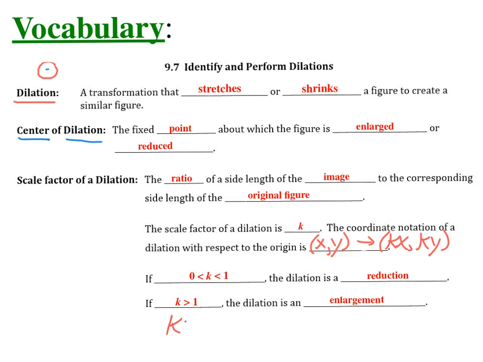Now, if that scale factor happens to equal 1, it's going to stay exactly the same. It's not going to get any bigger or smaller. Just imagine you're multiplying numbers by 1. They're not going to change. They're going to remain exactly the same.